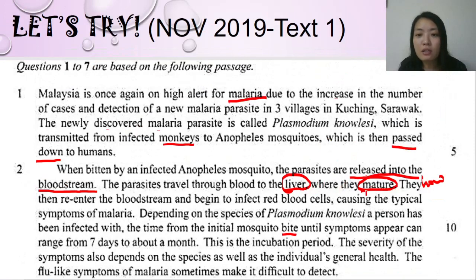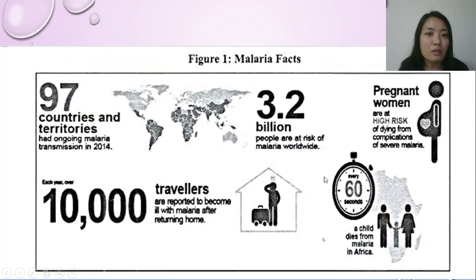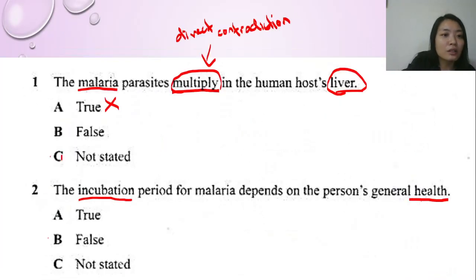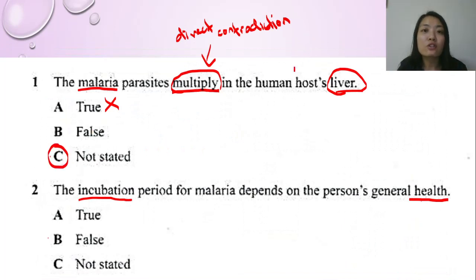It just says they mature. So actually we do not know whether they multiply or not. Whether they do not multiply or whether they multiply. So actually, it is not there at all. Then if that's the case, you choose not stated, because you can't find any direct contradiction at all. It has to be a direct contradiction, then only you can choose false. Otherwise, you choose not stated.